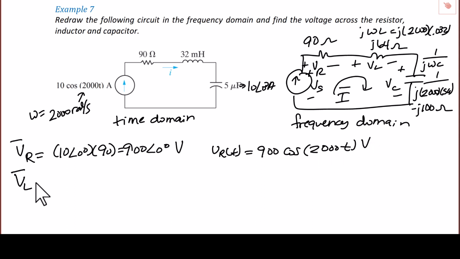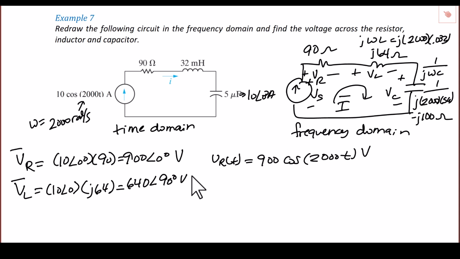VL, the voltage across the inductor, is 10 angle 0 times j64, or 10 angle 0 times 64 with an angle of 90 degrees. So the voltage across the inductor is 640 with an angle of 90 degrees, and the units are volts. Or in the time domain, 640 cosine 2000t plus 90 degrees. And notice here that the voltage leads the current by 90 degrees, just like we saw in the theory.